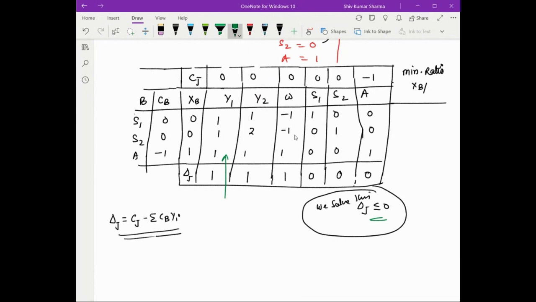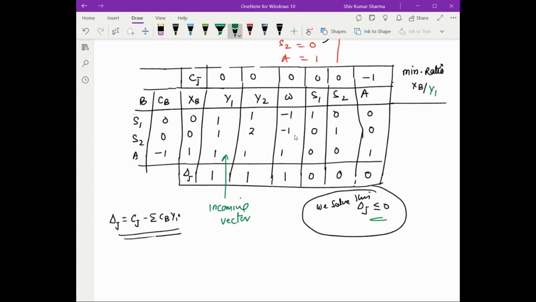If all values of delta j are less than or equal to 0, then we can say that our solution is optimal. Otherwise we continue solving. Here we see that all three values are greater than 0, that means we continue with this problem. All three values have the same value 1, 1, 1, so we can choose any one of the columns as the incoming vector. So we choose the first column as the incoming vector.